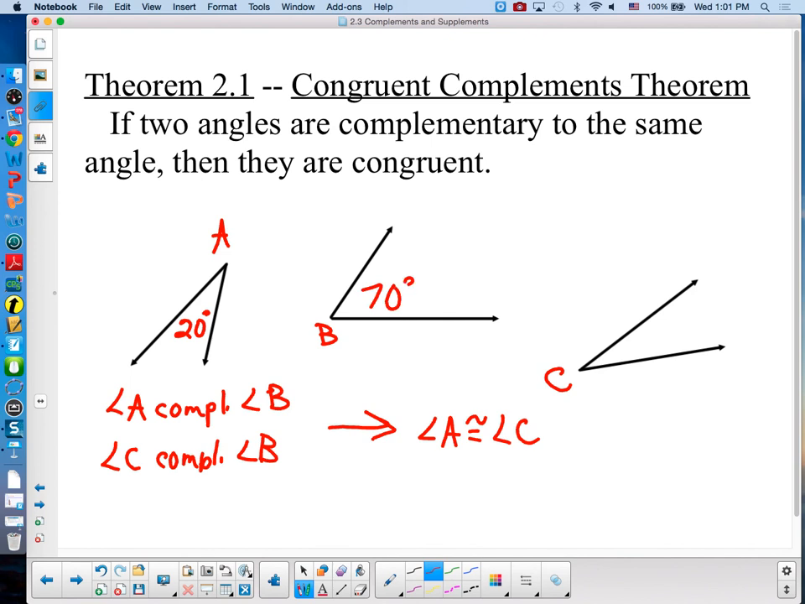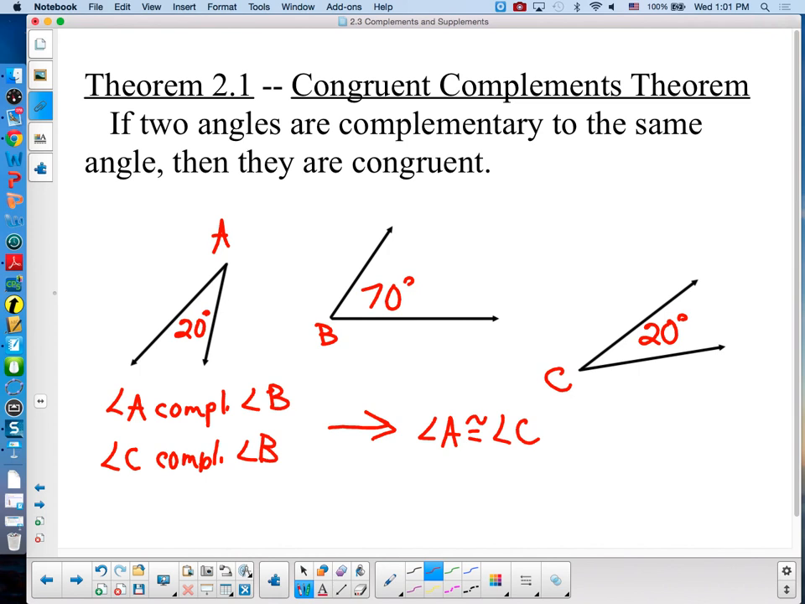And angle C is complementary to angle B. So if that's 70, then C would have to be 20. Did it end up that angle A and angle C are the same, are congruent? Yes. See how it works?